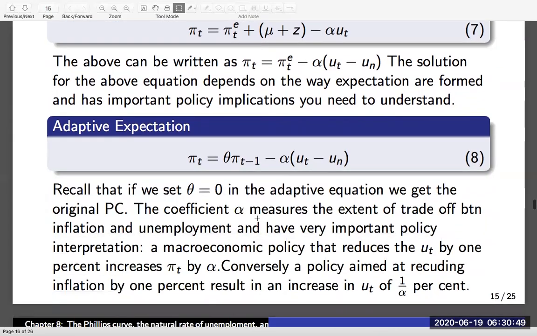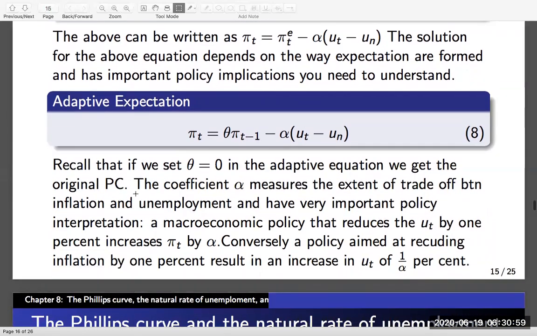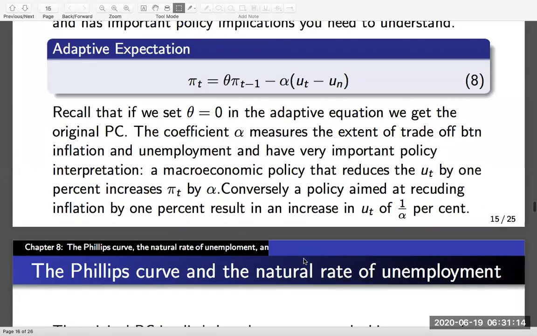And in the adaptive equation, we get the original PC. The coefficient theta then, what does this measure? It measures the trade-off between what? Deviation in unemployment and inflation. So the coefficient theta measures the extent of trade-off between inflation and unemployment and has a very important policy interpretation. You need to remember that a macroeconomic policy that reduces unemployment by 1% increases inflation by theta.